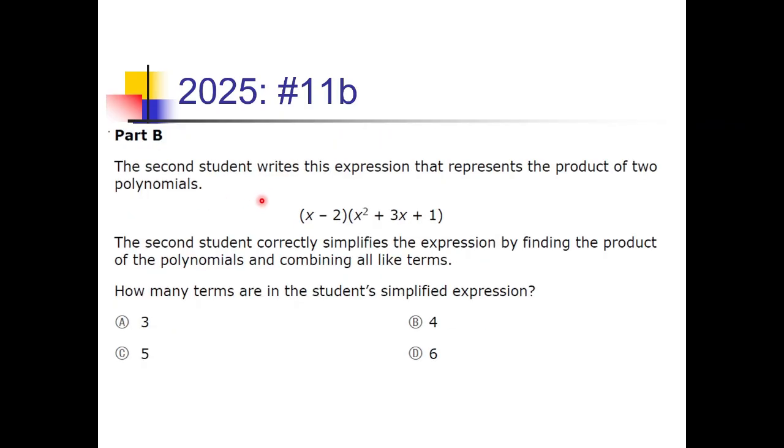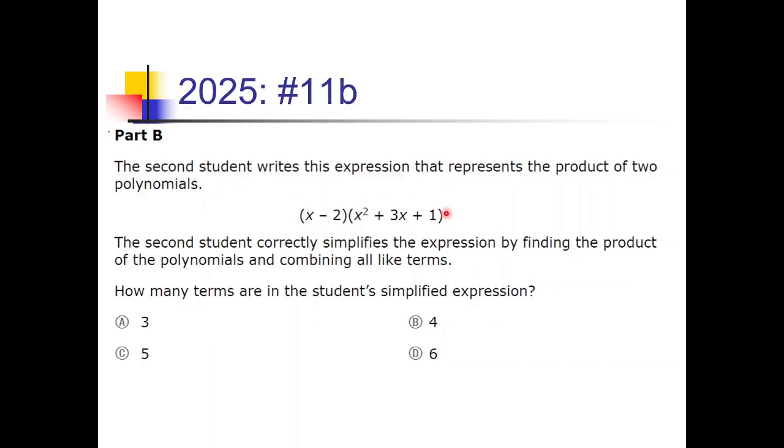For student B, they wrote this crazy polynomial expression here, and then they correctly simplified that by multiplying this together and combining all the like terms. We want to know how many terms would be in this student's simplified expression. Well, we can actually eliminate some answer choices right off the bat just by knowing the highest exponent here.